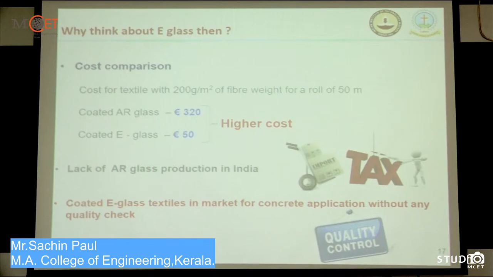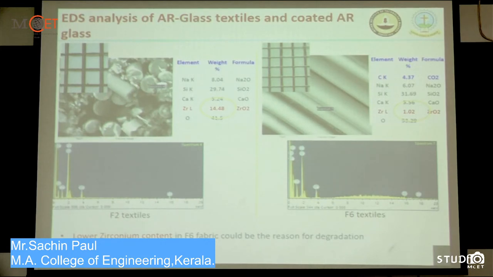The last part is coated E-glass textiles in the market for concrete application without any condition. There are a lot of E-glass elements which are called AR glass for construction, or they claim to be AR glass, and they are available in the market. One such example is this. If you go to the market for your research work or for construction, you get a lot of AR glass materials, or manufacturers say that they are AR glass or coated AR glass materials, but the problem is that these materials are not proper AR glass.